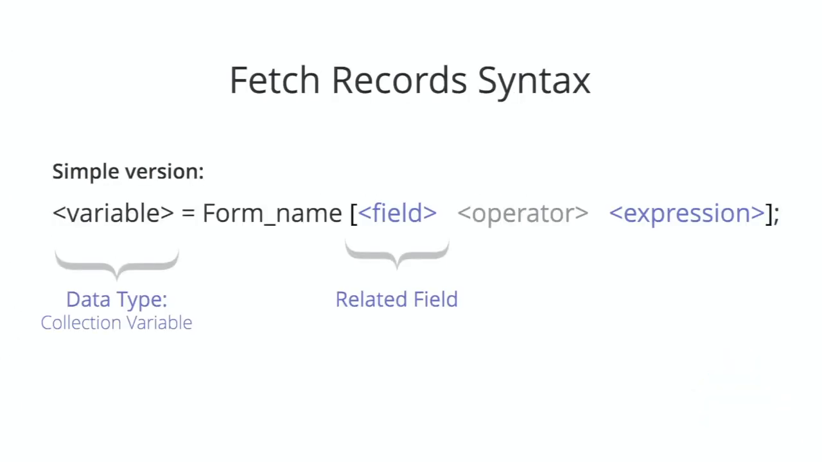Okay, so the other thing I want to point out real quick is that when you use this syntax, you have a new data type to learn about, which is called collection variables. So all of the information about the record or records that you find will be stored in this collection variable. And collection variables have a couple of special traits, and they just work a little bit differently.